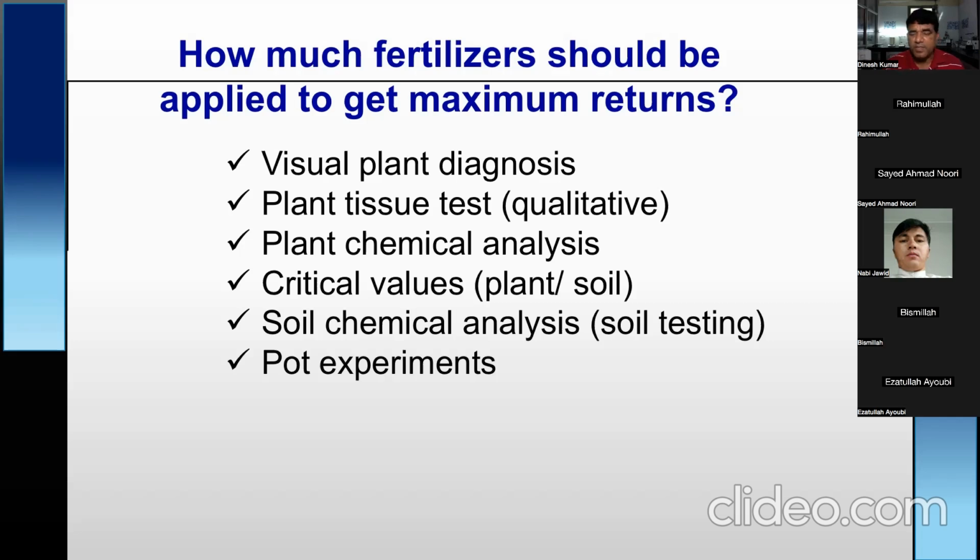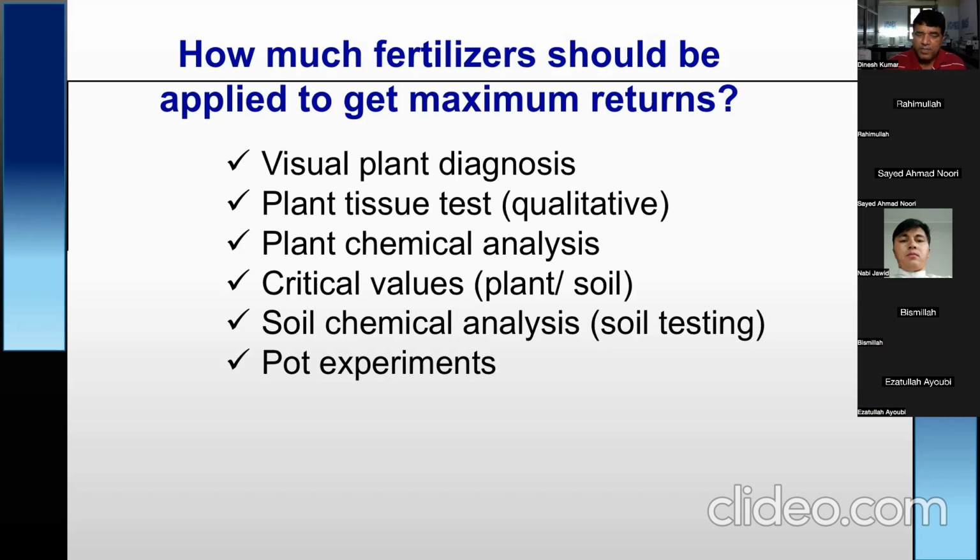So what people suggest, let's go for pot experiments. So we can conduct pot experiments and we can judge the nutrient requirement. But these pot experiments are not very useful. They can give us an idea about deficiency or sufficiency of nutrients in the plants, but they cannot guide us to decide the rate of fertilizer to be applied, because the pot experiments are not identical to the field experiments.